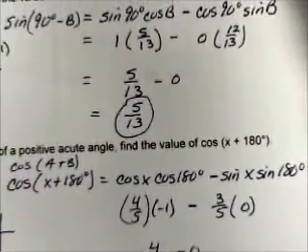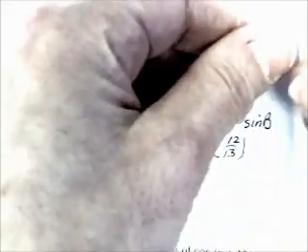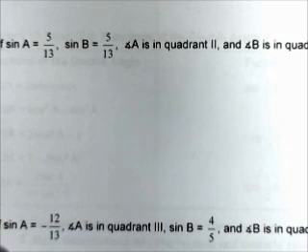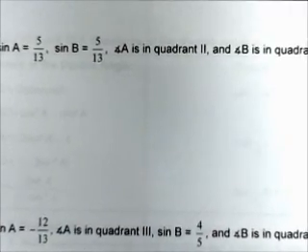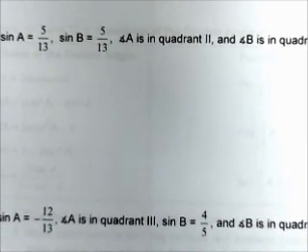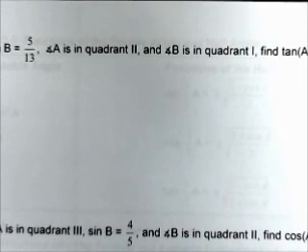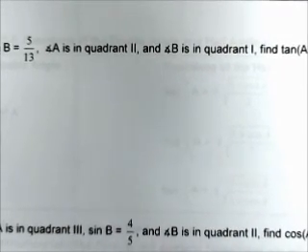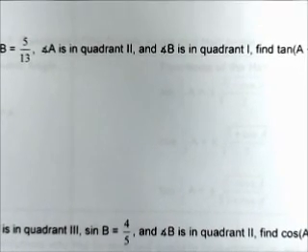Okay, and let's do one more on the back. On page 4, we have the sine of A equals 5/13 and the sine of B equals 5/13. Angle A is in quadrant 2 and angle B is in quadrant 1. Find the tangent of A plus B. You know what? We'll hold off. Last night's video was much longer, so let's stop here and we'll pick up with this with tomorrow night's video.